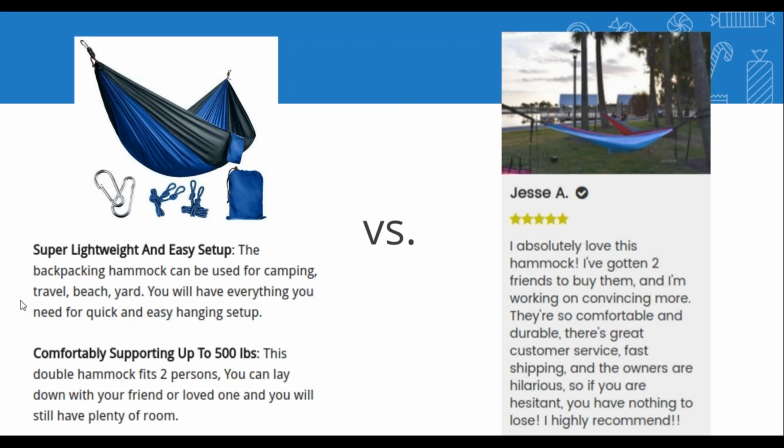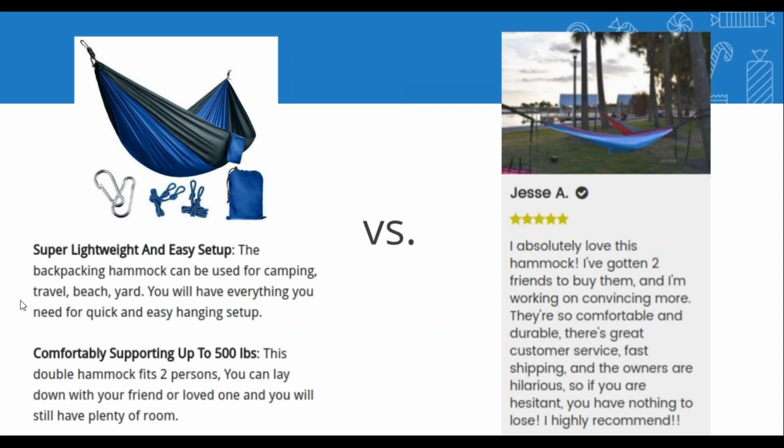I know it's written by Jesse. It seems to be verified, so I understand it's an actual customer, someone who actually bought the hammock, which means it's a real review. And look at what Jesse is saying about the hammock. First of all, they're recommending the hammocks to friends. They've already gotten 2 friends to buy these hammocks, and he's on his way to getting more. So Jesse is a very loyal customer. He also says it's so comfortable and durable. There's great customer service, fast shipping, and the owners are hilarious.